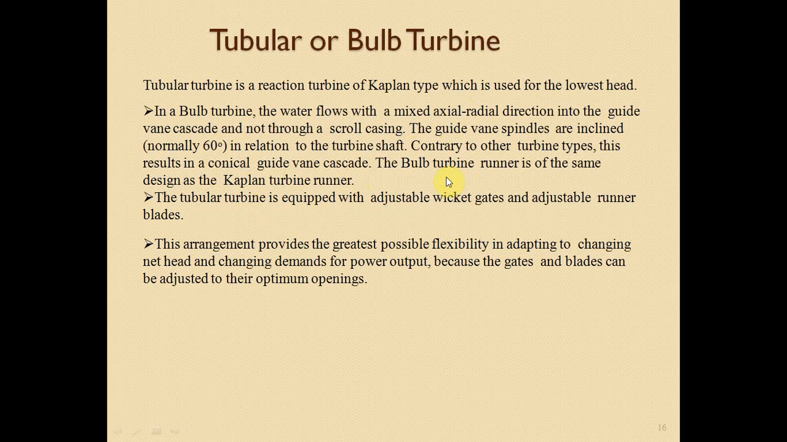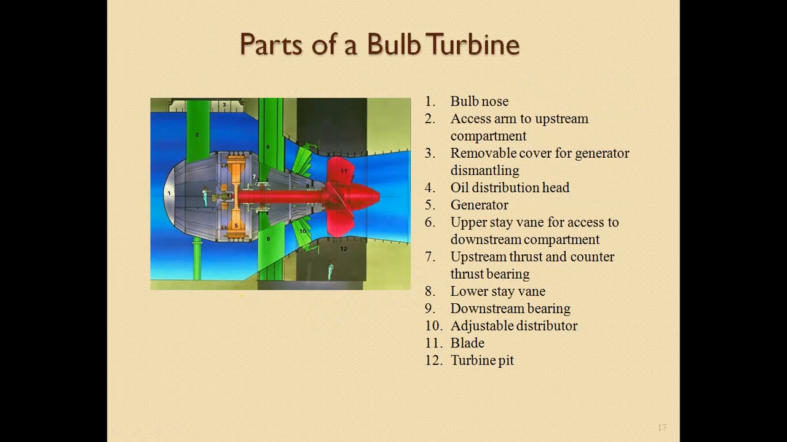The bulb turbine runner is of the same design as the Kaplan turbine runner. The tubular turbine is equipped with adjustable wicket gates and adjustable runner blades. This arrangement provides the greatest possible flexibility in adapting to a changing net head and changing dimensions of the power output, because the gates and blades can adjust to the optimum openings. Parts of the bulb turbine.